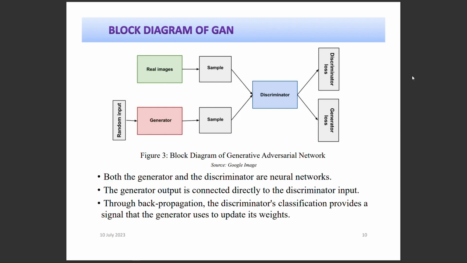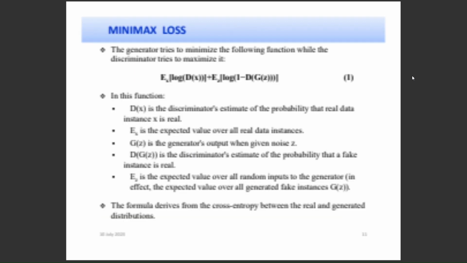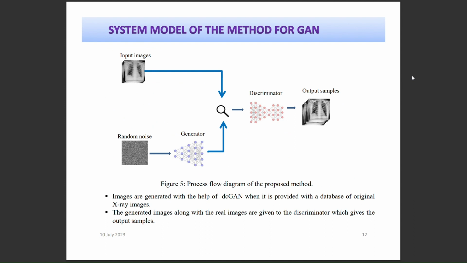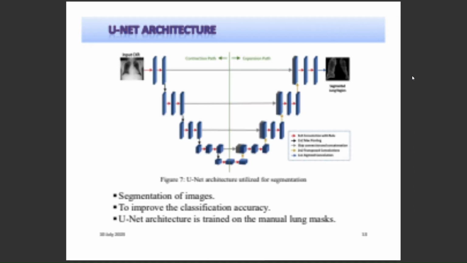Here is the overview of the GAN structure. It has two neural networks, the generator and the discriminator. The generator's output is connected directly to the discriminator's input. In the generator, fully connected hidden layers are replaced by convolutions. The system model for GAN is shown here. First of all, CXR images are given as input, and in the generator, random noise is given. The generated images along with real images are distinguished in the discriminator, giving out the fake images as output samples.